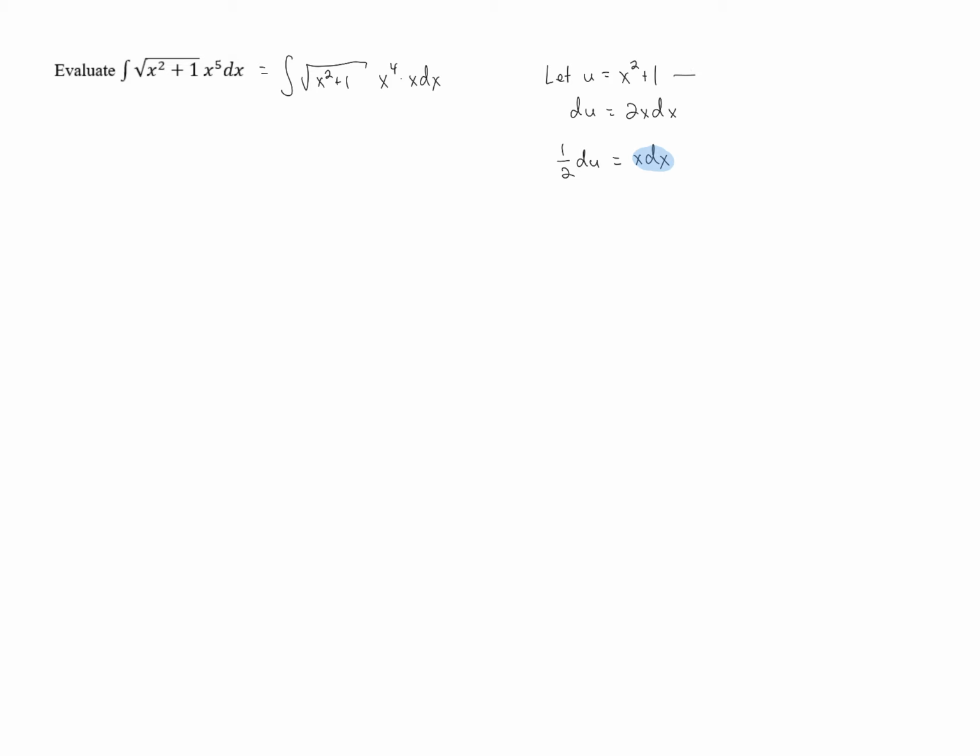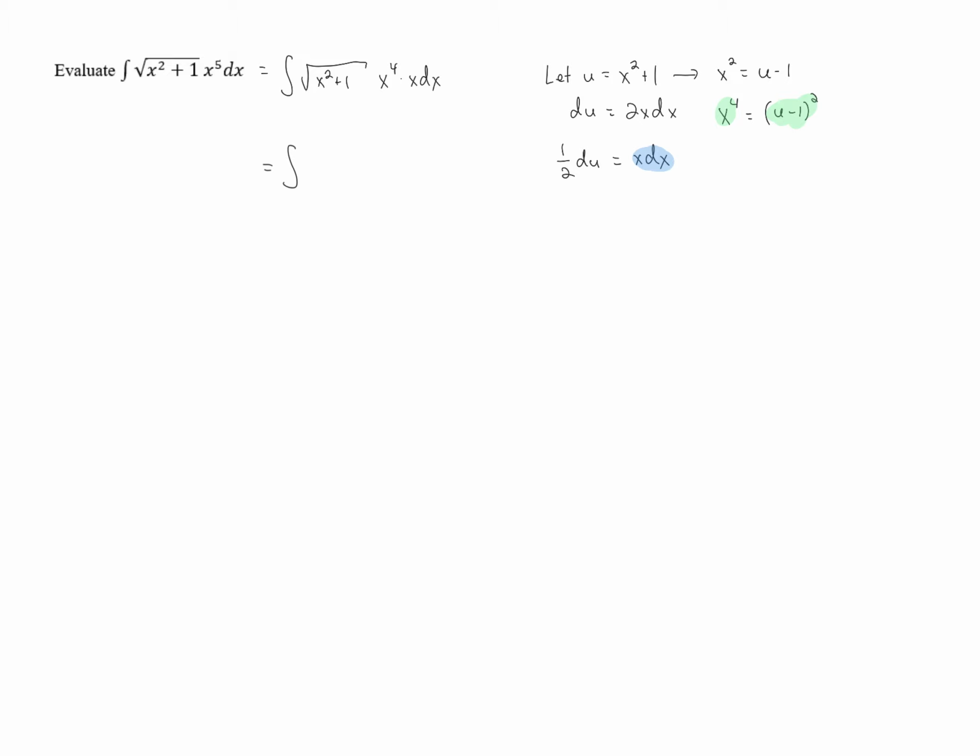And we've got u equals x squared plus 1. If we subtract 1 from both sides, that gives us x squared is u minus 1. And if we square that, that gives us x to the 4th equals u minus 1 quantity squared. And that is how we're going to have our x to the 4th. So now we're able to write everything in terms of u.